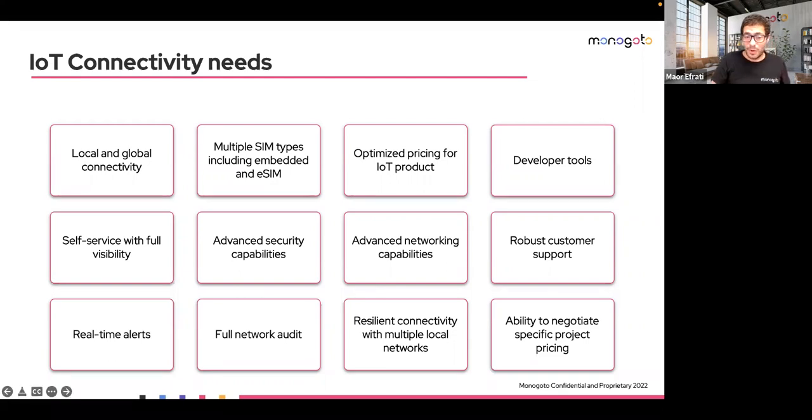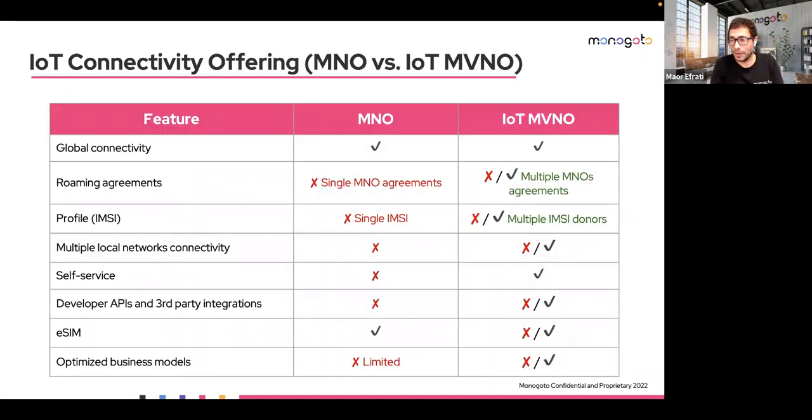So when someone has an IoT use case, he can either go to an MNO or he can go to an IoT MVNO. An IoT MVNO in some ways will have an advantage, and an MNO might also have an advantage in some ways, but this is the way we see the market. First, global connectivity. So MNO and MVNO can offer global connectivity. My MNO has roaming agreements with more than 100 operators, and global connectivity is easier for everyone to offer.